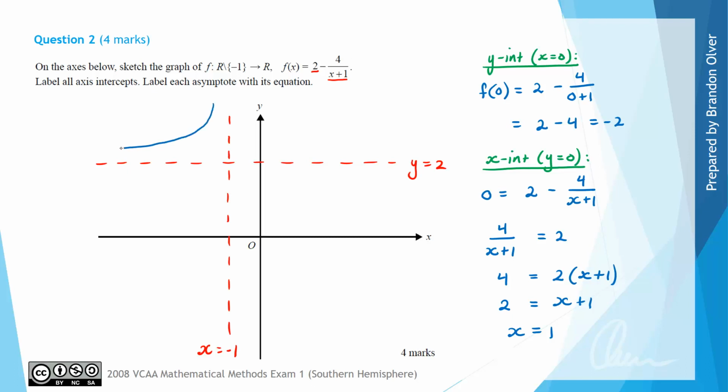So we're going to have a hyperbola here and here. And this was the x-intercept at 1, 0. And this was the y-intercept at 0, -2. So that is the graph of f of x.